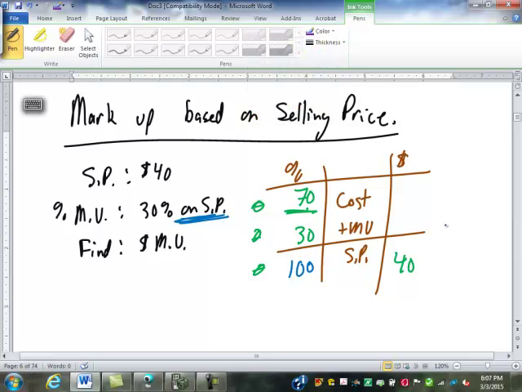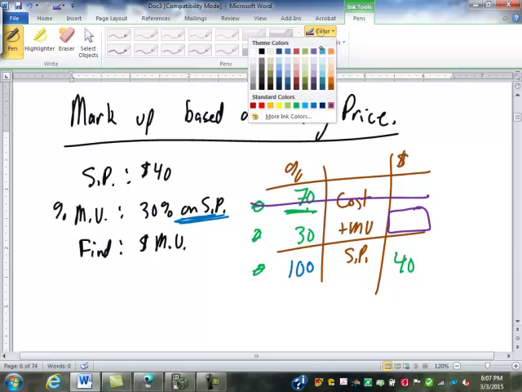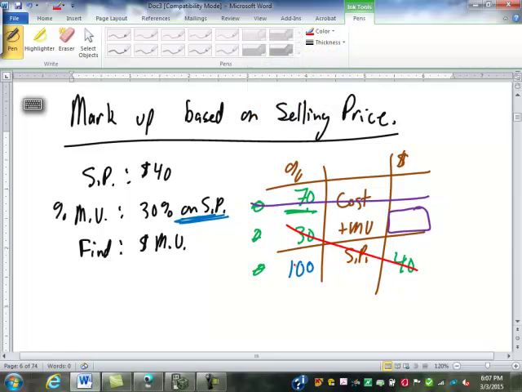So now we are asked to find the dollar markup, which will be this number here. So we don't need the top row. 30 times 40 divided by 100 is going to be $12. Which means that product better have cost us 28, right? If things are going to add up. We weren't asked to find that here, but we can find it really quickly by subtracting.